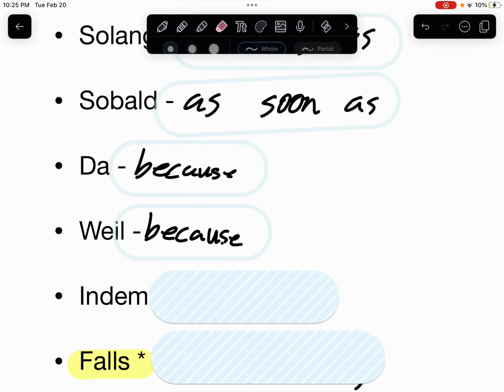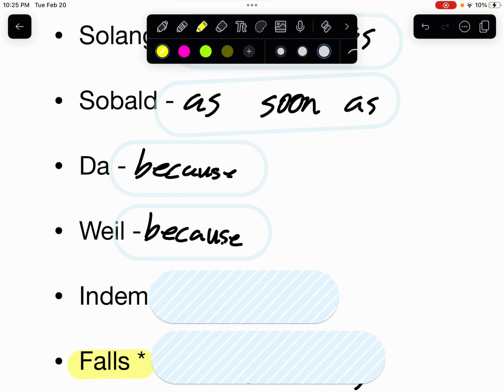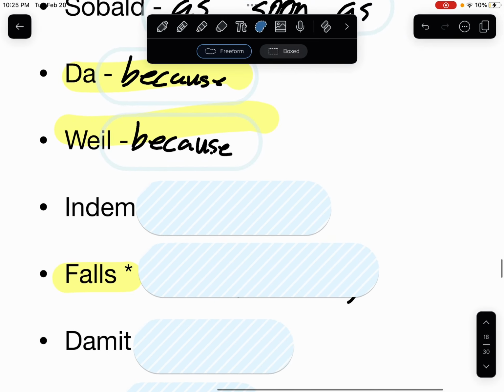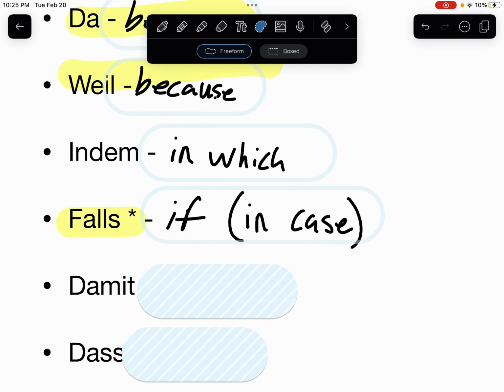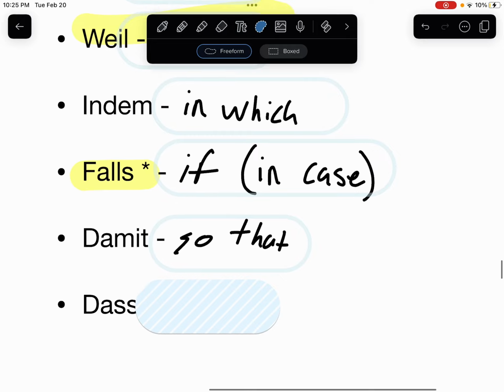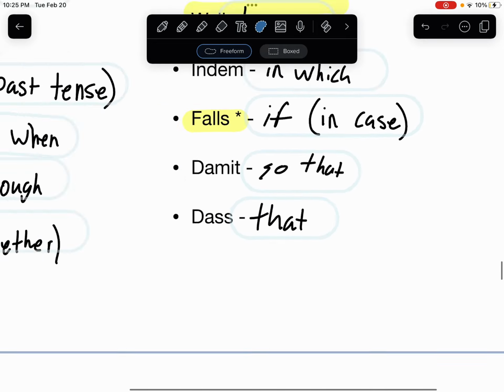These two are interchangeable. There's no right or wrong answer. Whatever one you put is right. Indem, meaning in which, falls, meaning if but in case, damit, meaning so that, dass, meaning that.